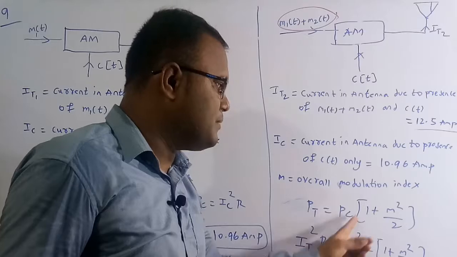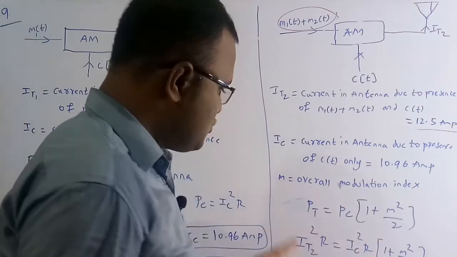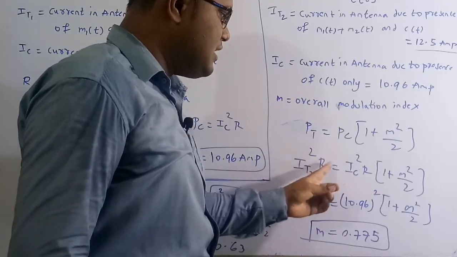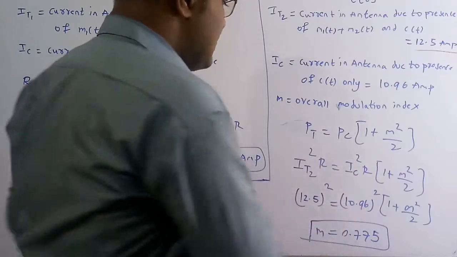So PT is equal to PC into 1 plus M square by 2. The PT value we know is I2 square R and PC is IC square R. So R gets cancelled.